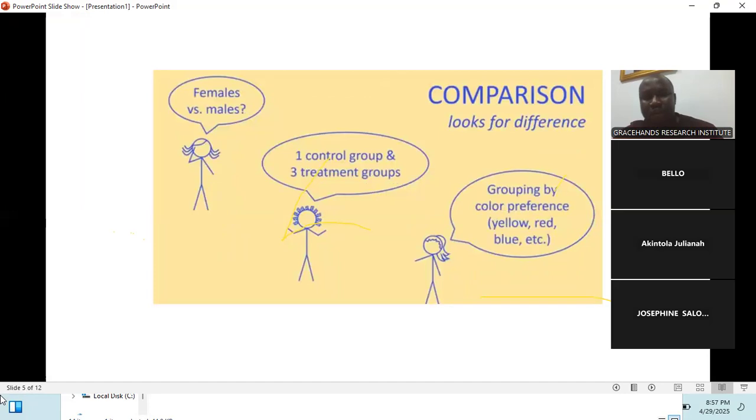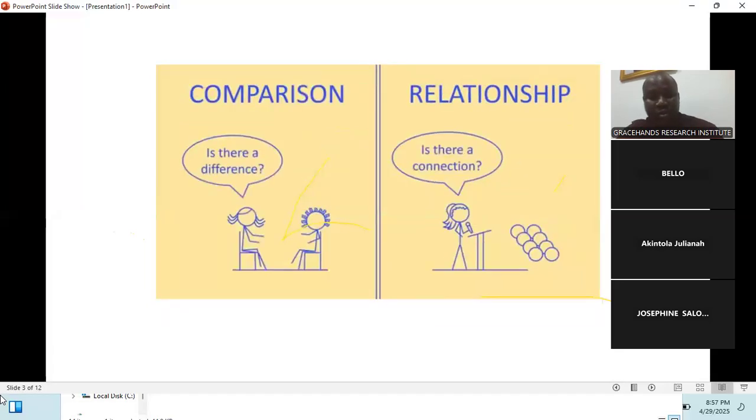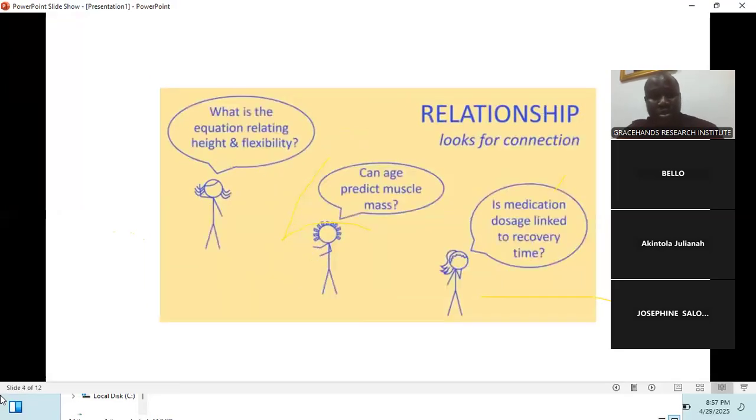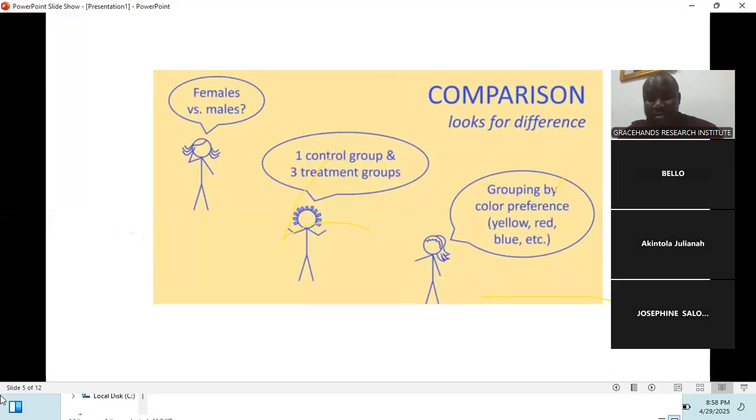Now, comparison. Female versus male. First control group and third treatment groups. Grouping by color preference: yellow, red, blue. Comparison. You are comparing things together. That's comparison. I think I've explained that already. All right, let's move on.